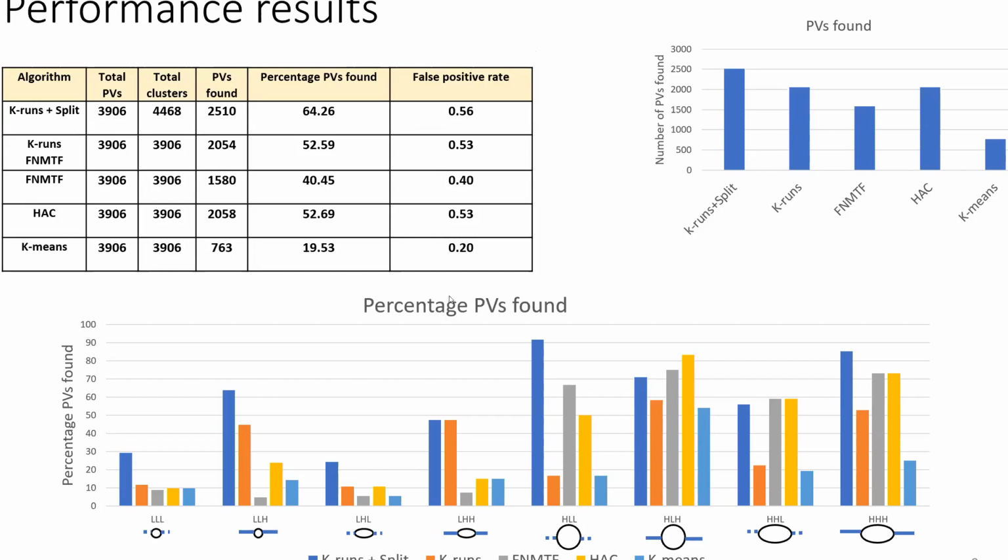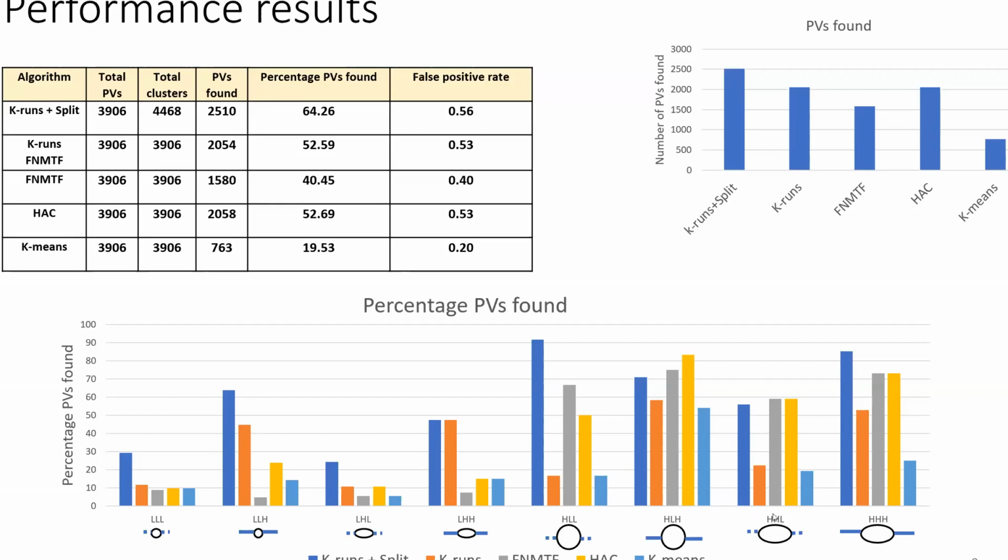And looking at the percentage PVs found plot down below, over here, if you first try comparing these two combinations, LLH and LHH, these two combinations have PVs that are well isolated, but they have a low number of tracks. You can see that Cairns, which has the orange bar, performs significantly better than the gray bar, which is the basic FMTF, in both these scenarios.